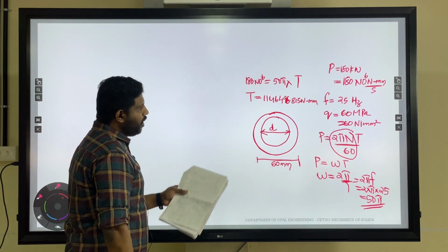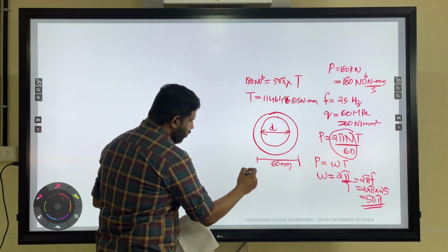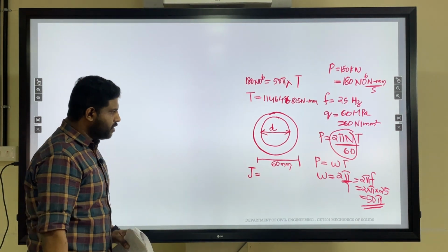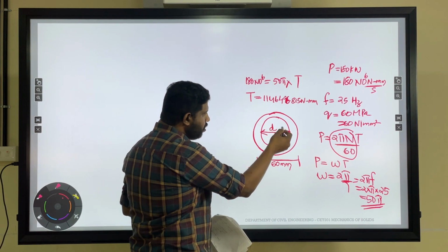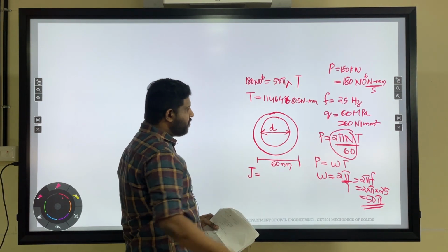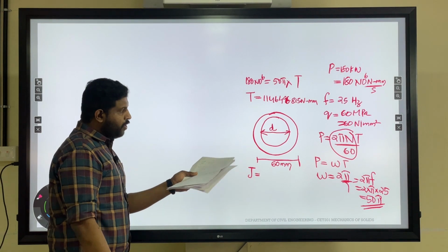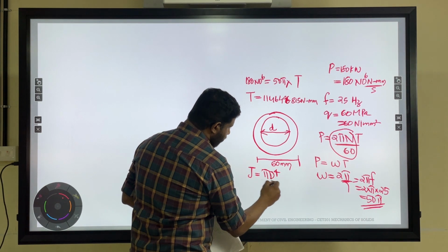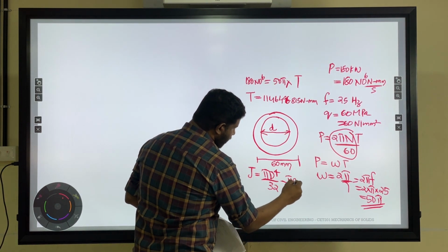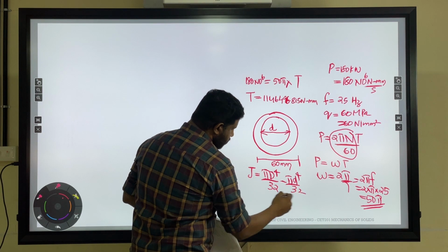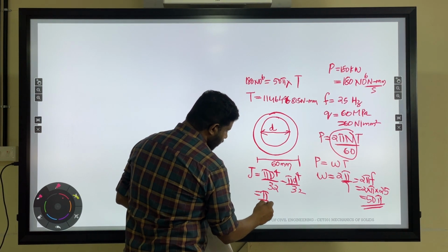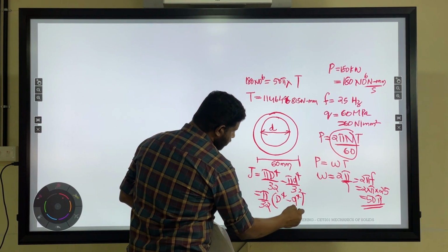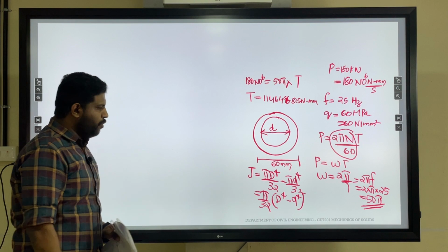Okay, and another difference in this problem, in calculating the value for J: usually we use the polar moment of inertia as pi d raised to 4 by 32. Here, since the section is hollow, we have to deduct the polar moment of inertia of the inner section from that of the outer section. So the equation is pi D raised to 4 by 32 minus pi d raised to 4 by 32. Taking pi by 32 outside, we have capital D raised to 4 minus small d raised to 4. So this is the equation for calculating the polar moment of inertia.